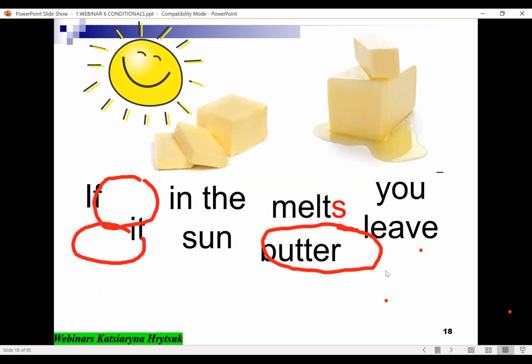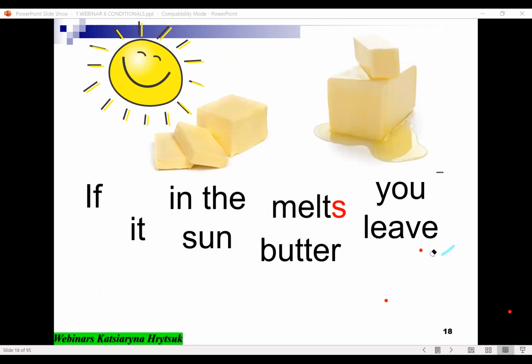Next one. I need to erase this too. I'm going to erase. Just to play a bit. So, one by one. Who wants to try? Please.